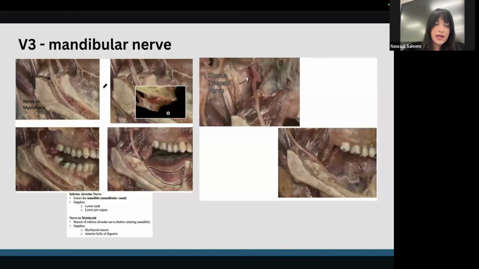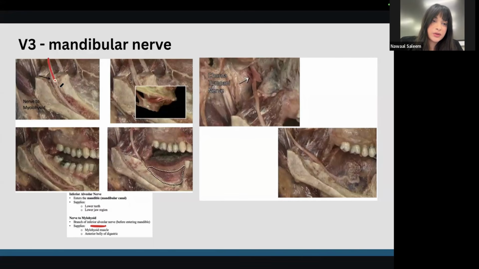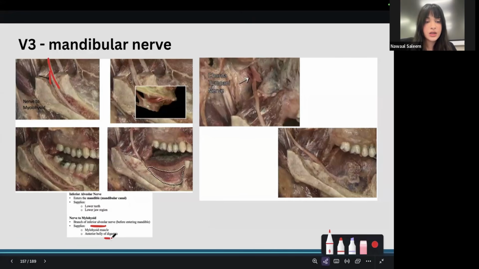Okay, again added for the sake of completion, but this is the nerve to mylohyoid right here. Okay, and then this is a branch of the inferior alveolar nerve before entering the mandible. So this is the mandible. So before entering the mandible, this is the inferior alveolar nerve. This is the nerve to mylohyoid. Okay, it gives off to the mylohyoid muscle and the anterior belly of the digastric. This is the chorda tympani.